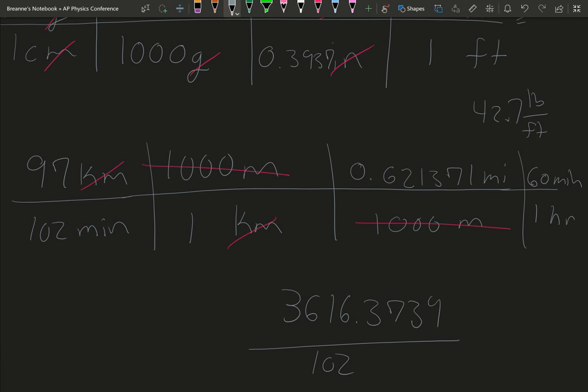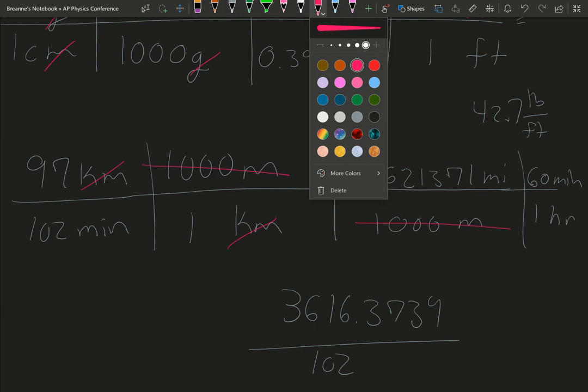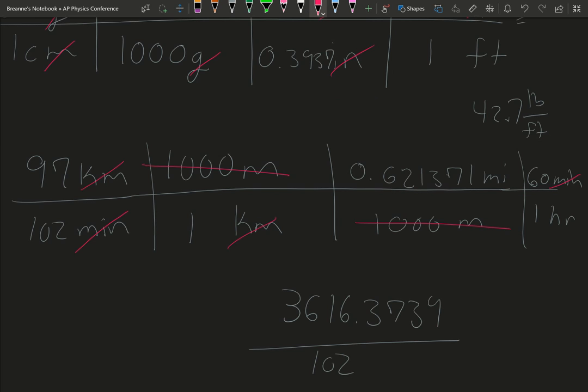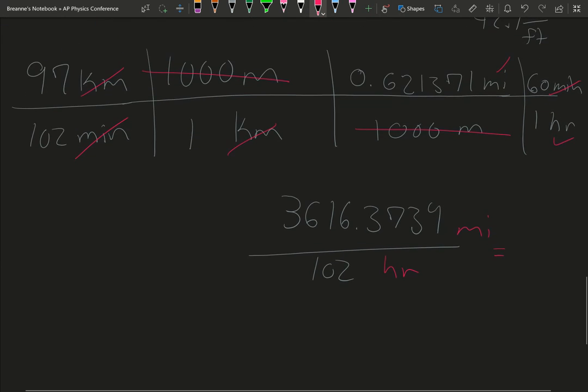102. Oh, we didn't double check, make sure things canceled. So we have a minute here, a minute here. So we're left with hours and miles. Now we just divide that by 102. And we see that she was only going 35.45 miles per hour. So she wasn't going very fast at all. So no, she doesn't deserve a ticket.